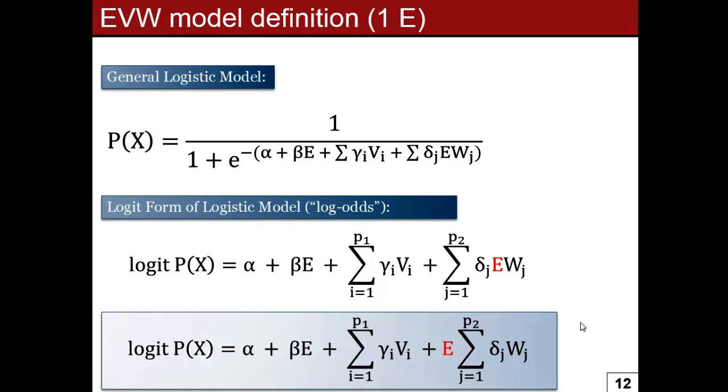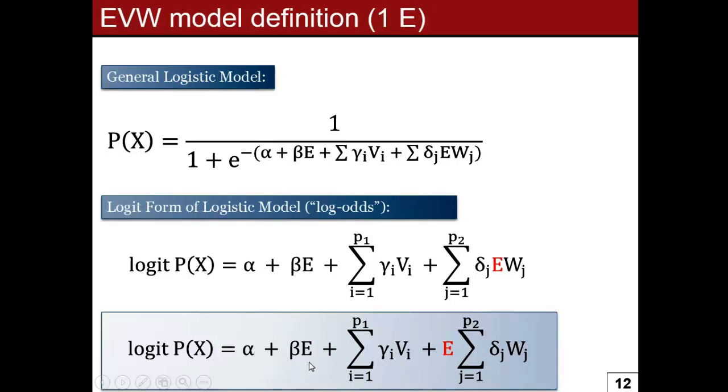You can write the logit form of that similarly like this. When you apply the logit function, you're taking the log odds of the probability, and it becomes a linear function that looks like this. When you have the same exposure term here, this is E times W1, E times W2, and so forth. It's in this sum, and E is a constant. You can factor out this constant and say E times the sum of the delta Wj's. And so this is the nice way to write the model, the EVW model.